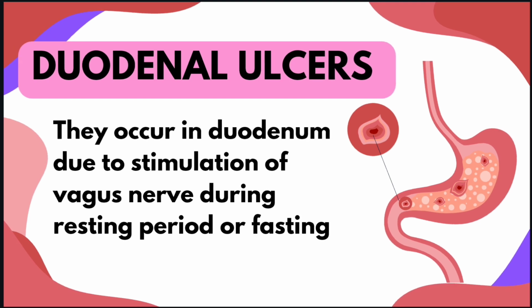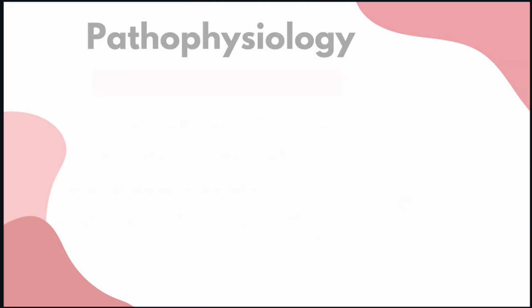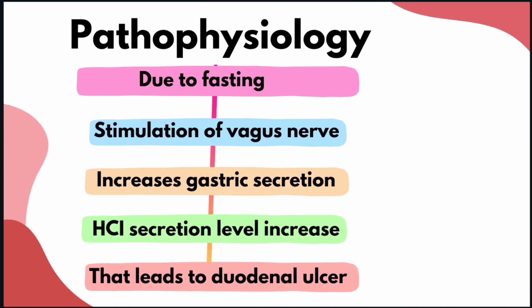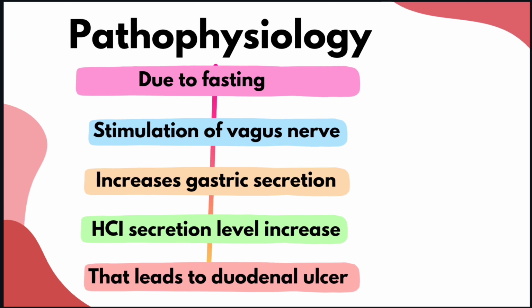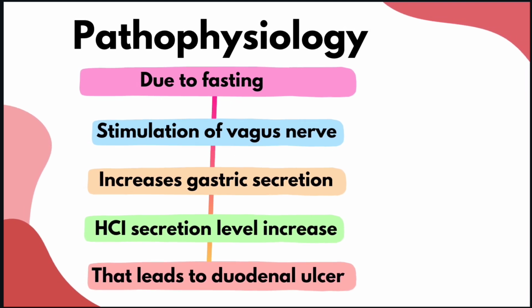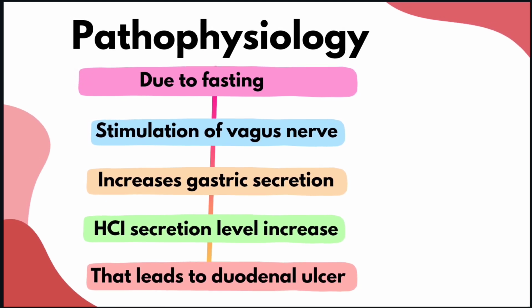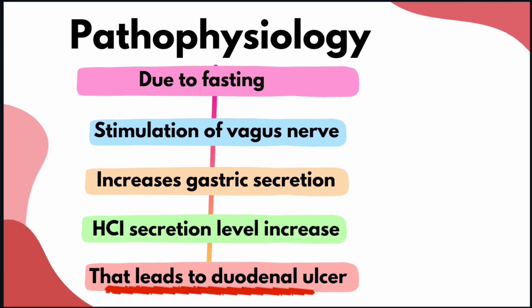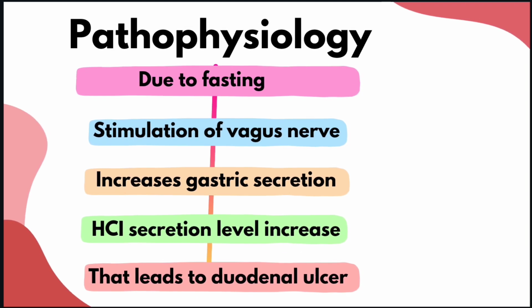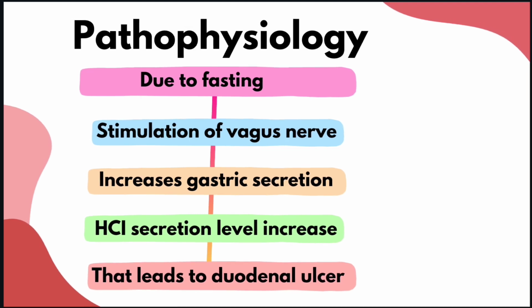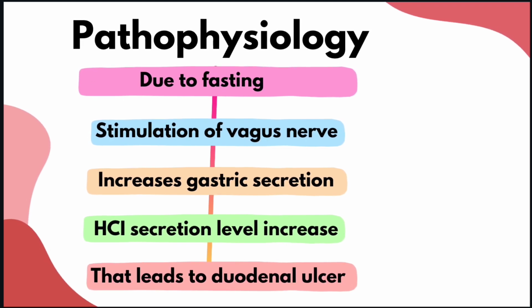So let's move toward the pathophysiology of duodenal ulcer. First step is, due to fasting, stimulation of the vagus nerve occurs, and this vagus nerve stimulation causes increased gastric secretion. Increased gastric secretion leads to an increased HCl secretion level, and that will lead to duodenal ulcer. Means due to fasting the vagus nerve will be stimulated, gastric secretion will increase, due to which HCl will increase, and increased HCl will break down the mucosa membrane of the duodenum.